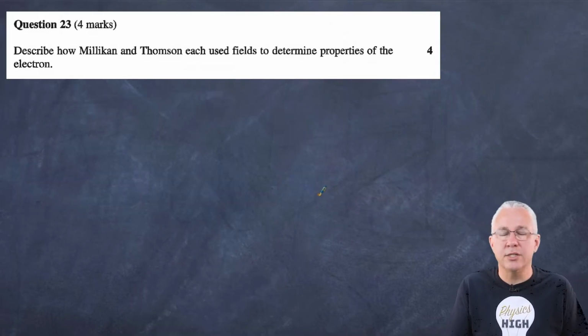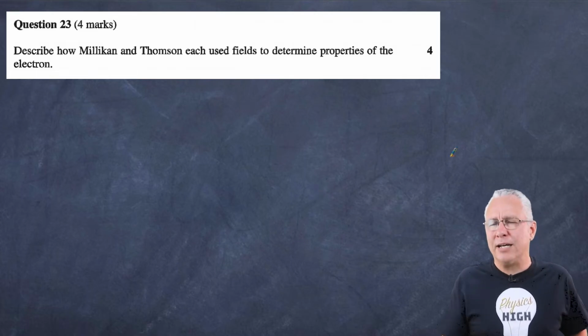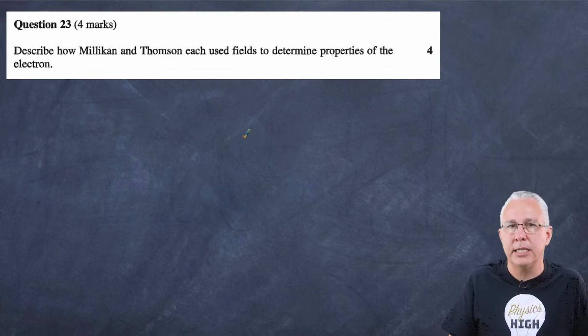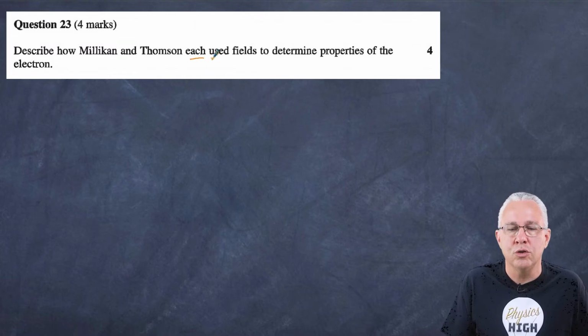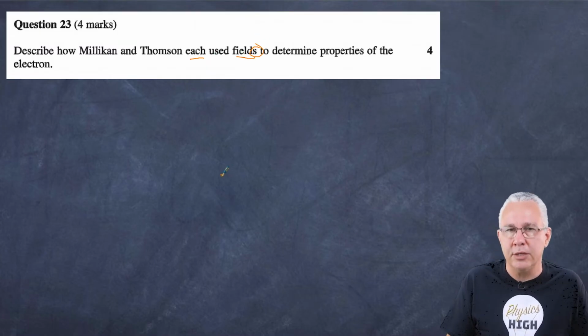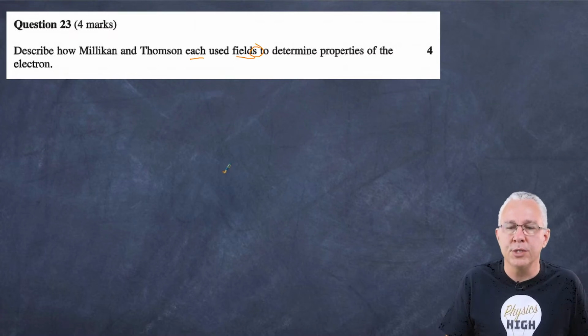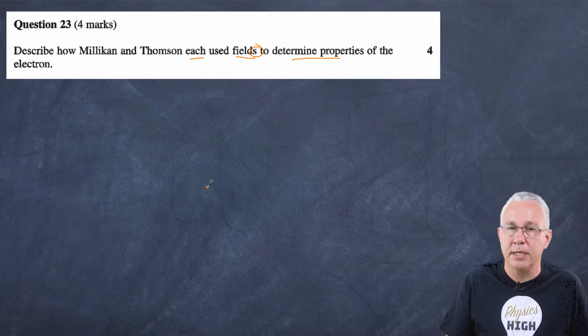Question 23, it says describe how Millikan and Thomson each use fields to determine the properties of the electron. Now I'm not going to write a full explanation of our answers here, but I'm going to highlight a couple of things. First of all, it says each used fields, and I make that point because you need to refer to two fields and then refer to the properties of the electrons. Now I'm not going to go into the full detail of Thomson and Millikan's work. I encourage you to watch my video on their respective works.